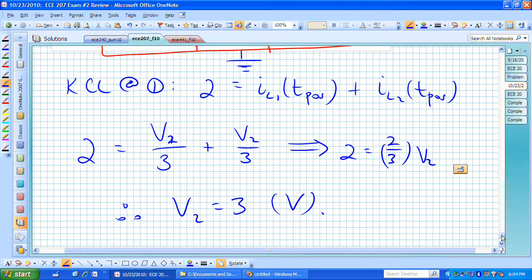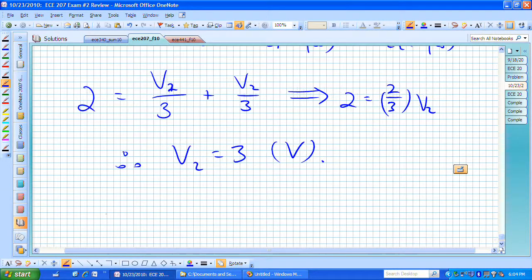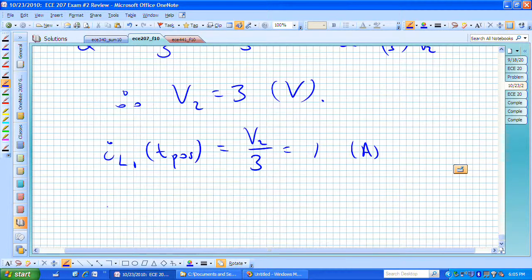With V sub 2 equal to 3 volts, we can now see that I sub L sub 1 for t positive is V sub 2 over 3, or 1 amp. I sub L sub 2 for t positive is also V sub 2 over 3, or 1 amp.